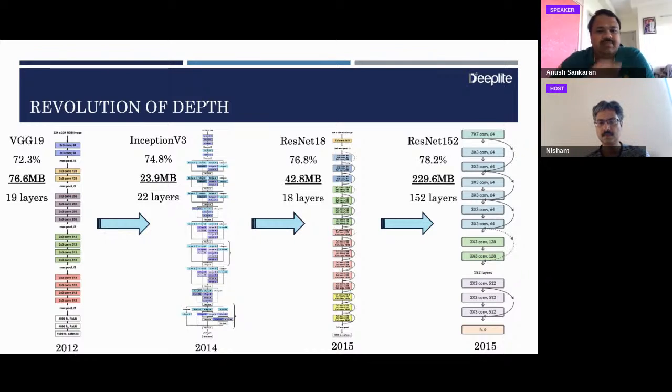But as the number of layers grows, from VGG19 to ResNet 152, the depth of the model increases. The model is becoming more and more deep, and the accuracy of the model is also increasing. But at the same time, the memory occupied by the model is also increasing, right? So what happens when this memory becomes really large?